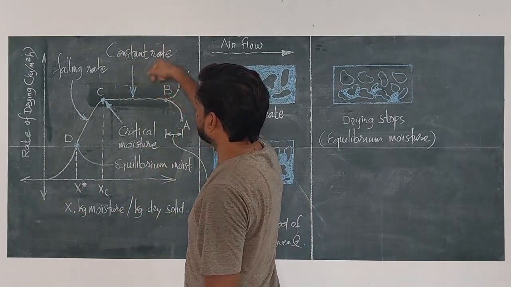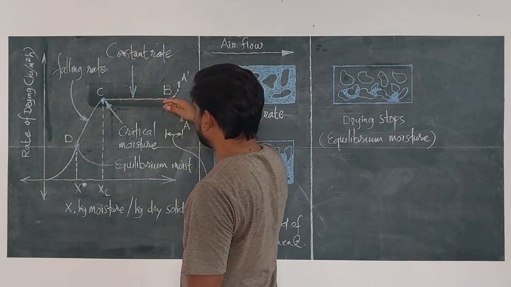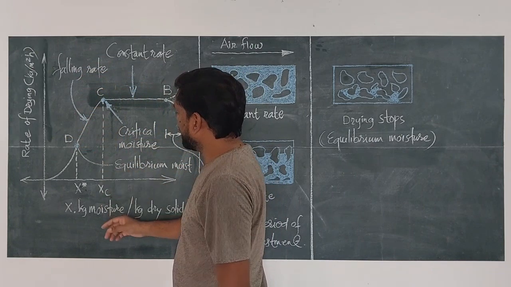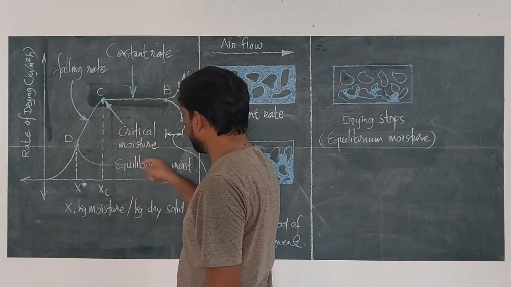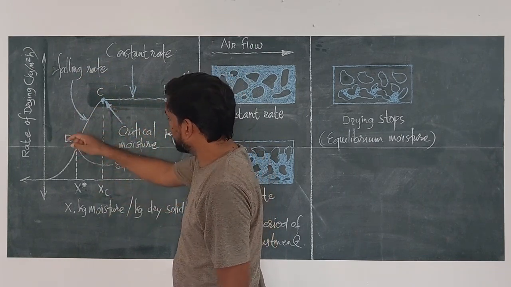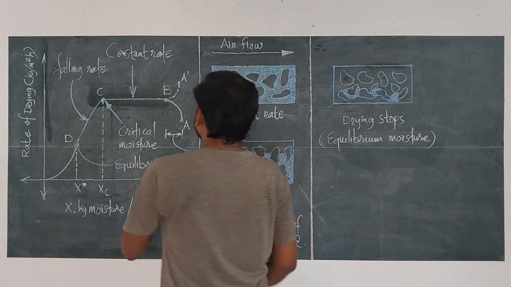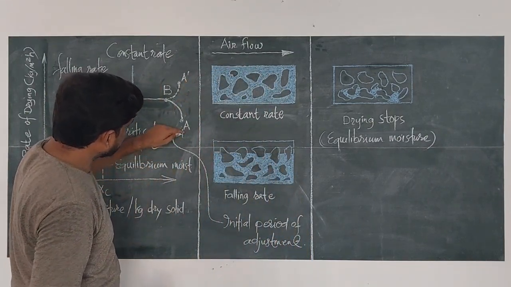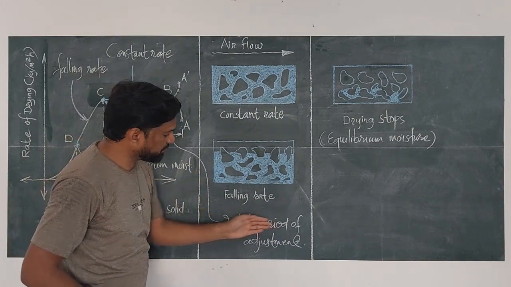So that is all about the drying curve. It's constant rate drying from B to C, falling rate period from C to D. And C is the critical moisture content and D is the equilibrium moisture content. There is one more term, and the term is initial period of adjustment.